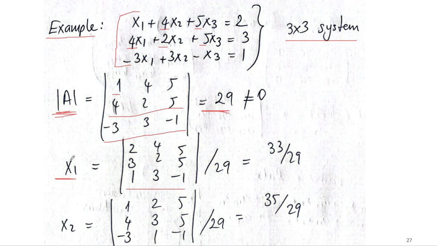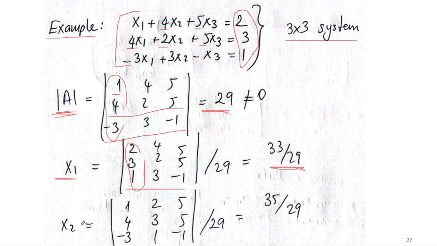The first unknown variable x1 is given by, as we said, the coefficient matrix A, but for x1, the first column you should substitute with 2, 3, 1. So the first column of A is replaced by the B vector, which is the right-hand side of these equations. The remaining terms are the same. This gives us the solution of x1.